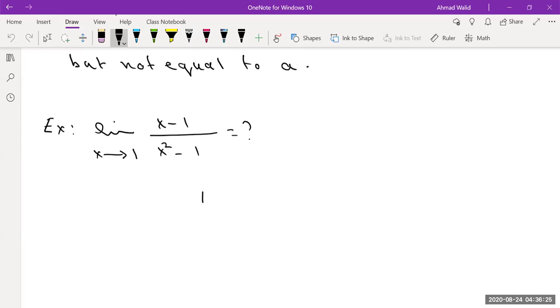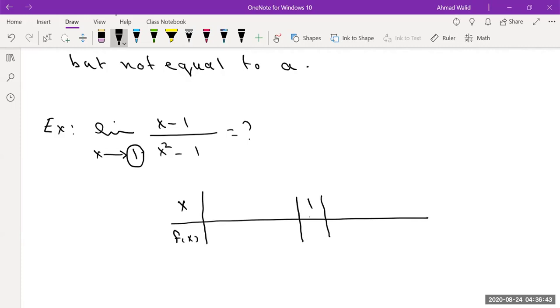But for the time being, make a table like this. Here always x, here always f of x. This number that your x is approaching, which in this example is 1, put it in the middle. Block this area because you cannot put equal to 1, correct? You're going really close to 1, but not 1, correct? Now, 2 or 3 points on the right and 2 or 3 points on the left.